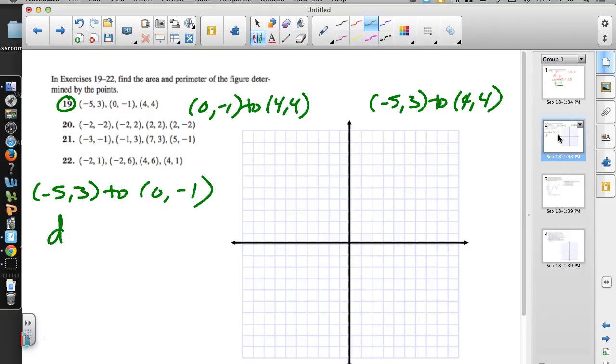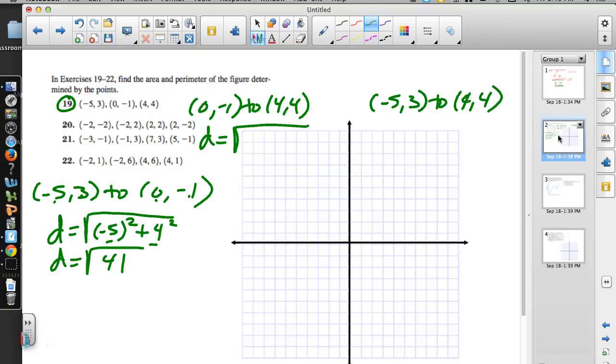So distance, again, is the square root of the change of the x's squared plus the change of the y's squared. Negative 5 minus 0 will be negative 5 squared. 3 minus a negative 1 would be 4 squared. So that will give us the square root of 25 plus 16, which is the square root of 41. I go to the next one, distance equals the square root of, and I'll go in the other direction this time. 4 minus 0 is 4 squared. 4 minus a negative 1, 5 squared. And that will again give us the square root of 41. So this triangle is isosceles.